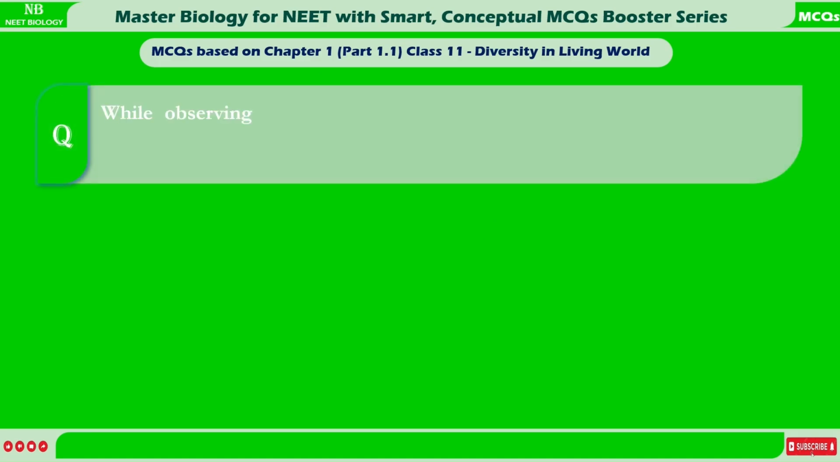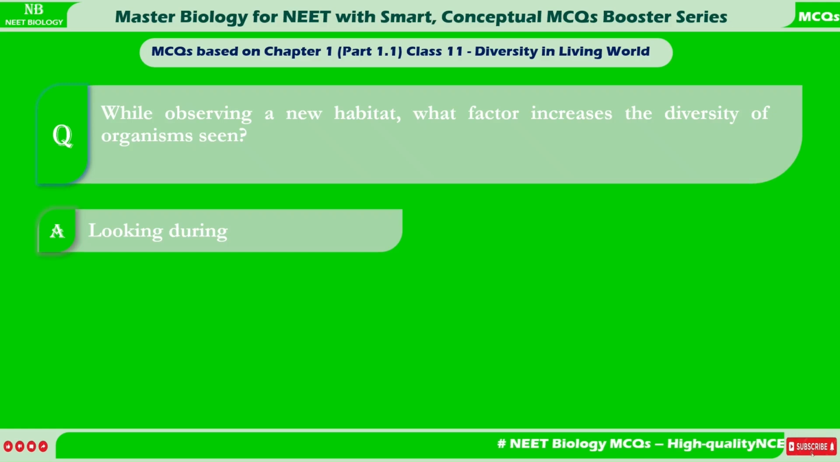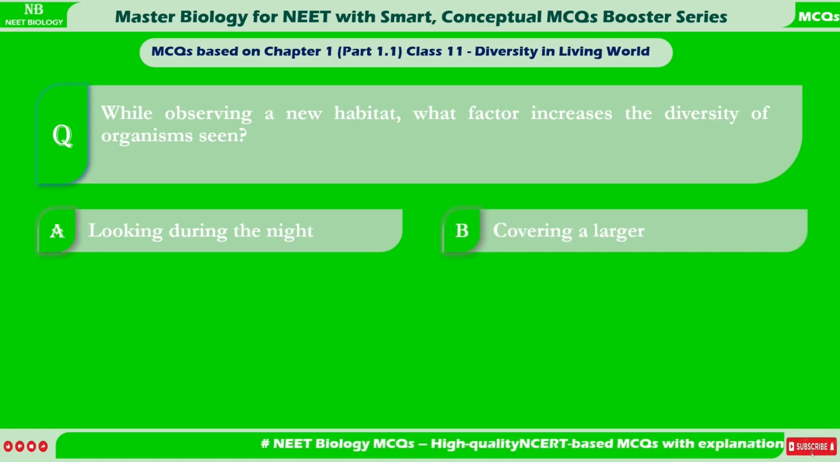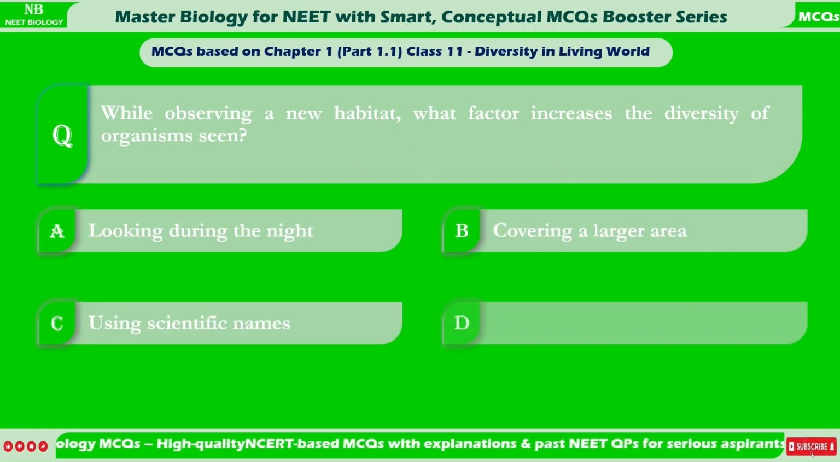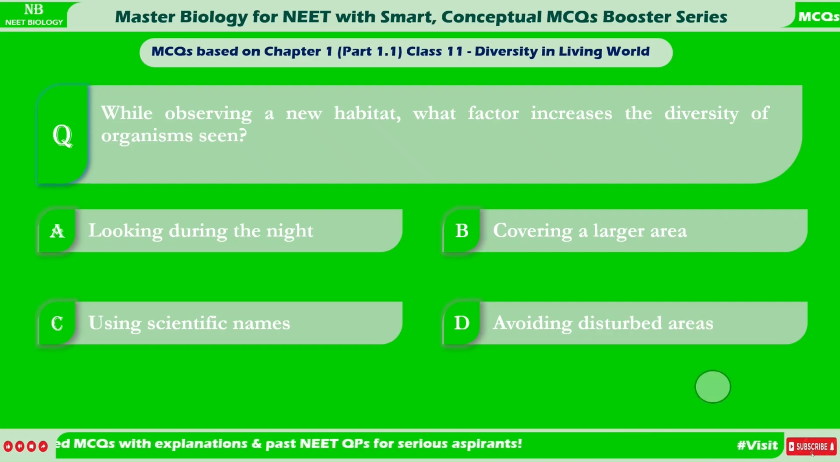While observing a new habitat, what factor increases the diversity of organisms seen? A. Looking during the night. B. Covering a larger area. C. Using scientific names. D. Avoiding disturbed areas.